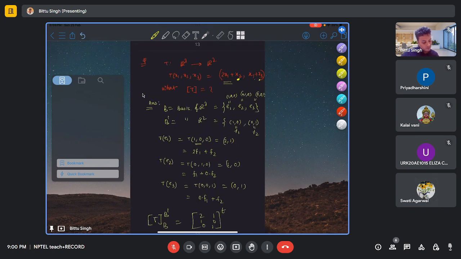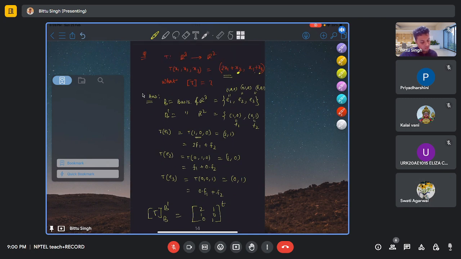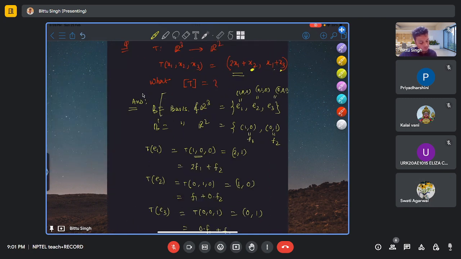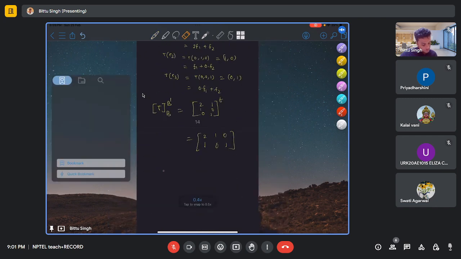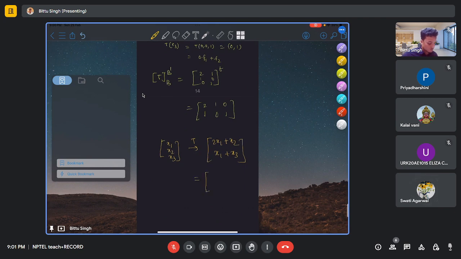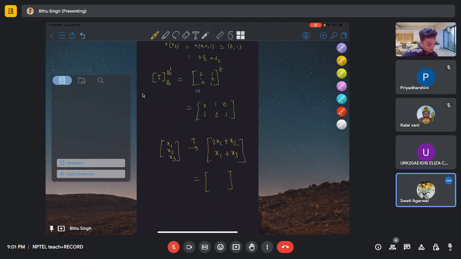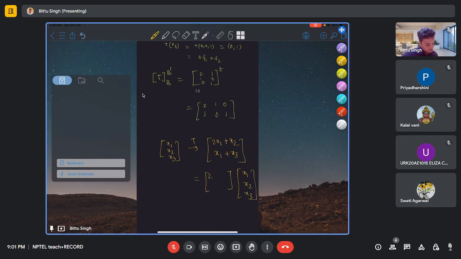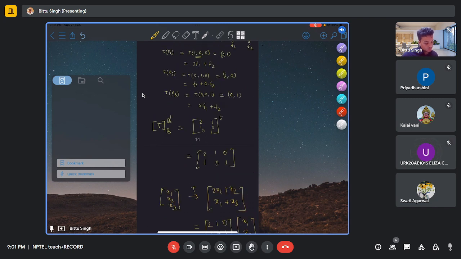Because if you write it in column form, then x1, x2, x3 goes to 2x1 plus x2, then x1 plus x3. That's T. And this is the same as saying a 2 cross 3 matrix. What will be the entries? 2 1 0, 1 0 1, right? So this is the reason behind the transpose.